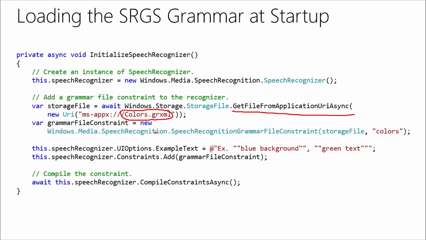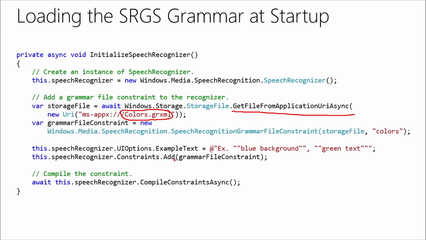Oh, I'm going to mess this up completely, but this is fun. And then after that, we simply call speech recognition grammar file constraint. We pass a storage file. We give it a name. In this case, we call it colors. And then we get a file constraint out of it.